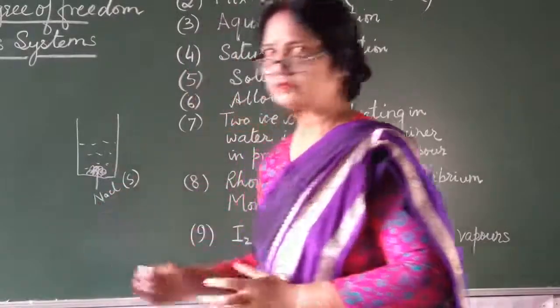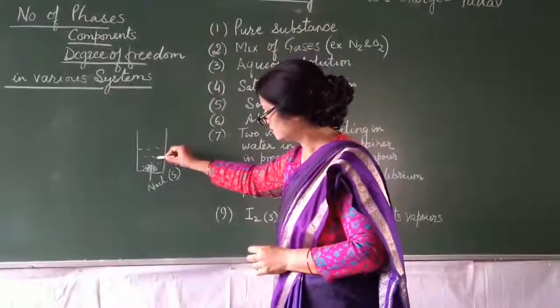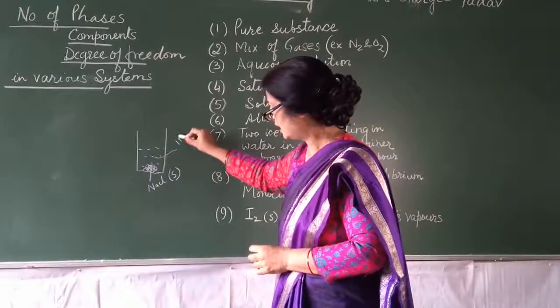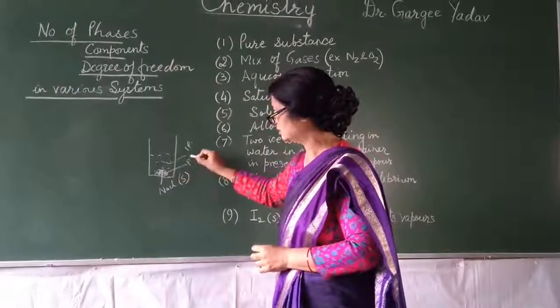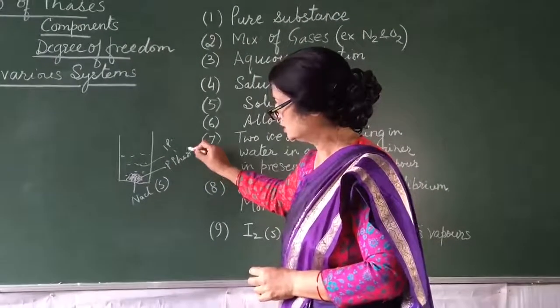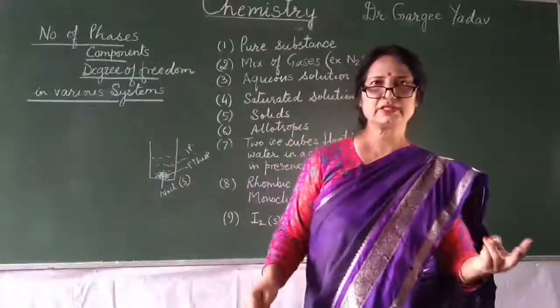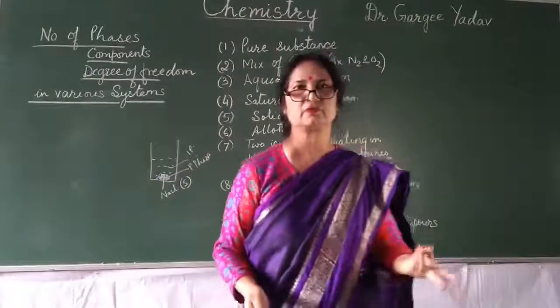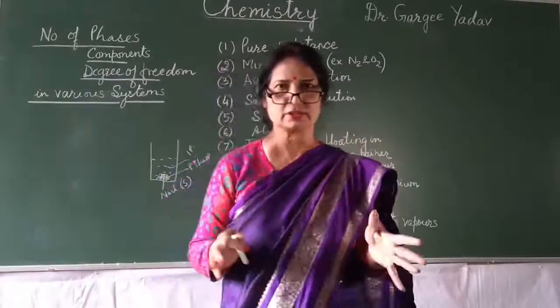Now how many phases will be there? One is this phase, one phase is this, and the other phase is this solid NaCl. Okay, so this is actually two phase system. Two phase, and obviously the number of components will be 2 in this system.